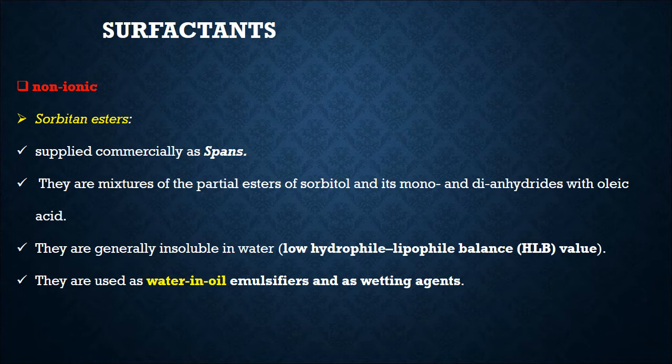So, an example of a surfactant ester is supplied commercially as Span. They are a mixture of partial esters of sorbitol and its mono- and dianhydrides with oleic acid, and they are generally insoluble in water. They are used as a water-in-oil emulsifier as well as a wetting agent.